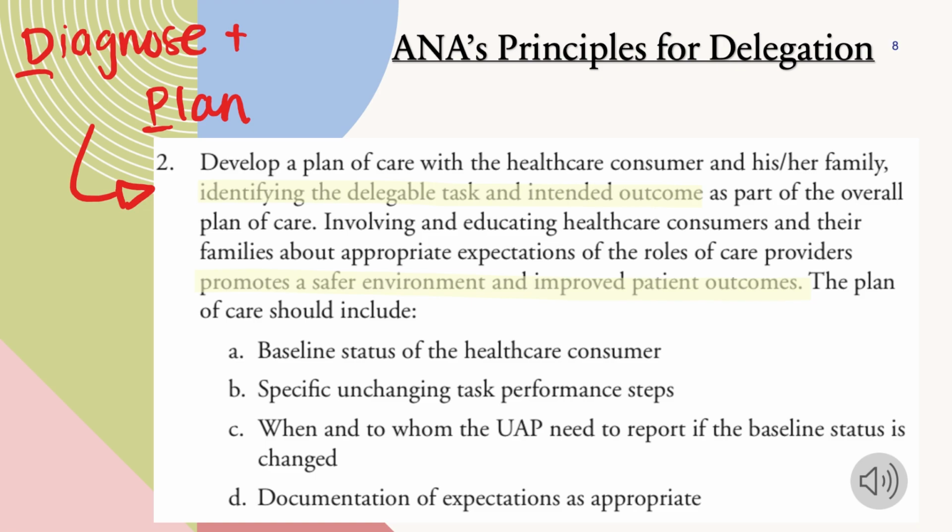Again, we also need to talk to our patients and their families about appropriate expectations and the roles that our different care providers play in the hospital setting. This all aims to promote a safer environment and improve patient outcomes. To get this all started, we need to know the baseline status of our patient. We need to talk to our UAPs and tell them when they need to report back to us if there's a change in baseline status.